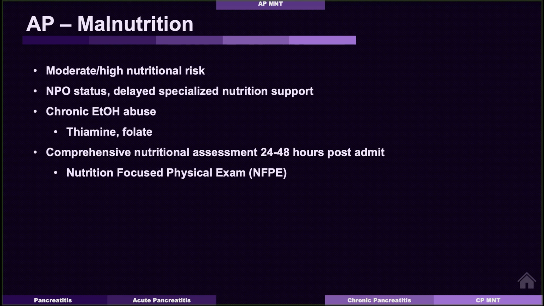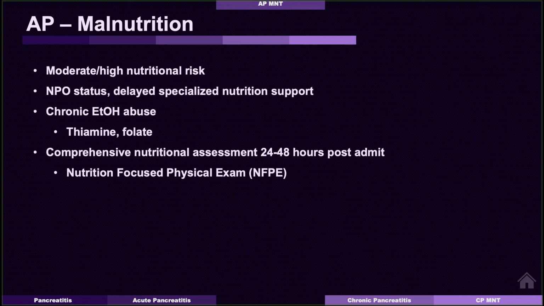Given these compounding factors, it is warranted that 24 to 48 hours post-admit the patient should receive a comprehensive nutritional assessment that includes a nutrition-focused physical exam to determine their malnutrition risk, and whether they have any muscle wasting, subcutaneous fat loss, or vitamin and micronutrient deficiencies. Also determine their functional status, as well as assess their dietary intake pattern.